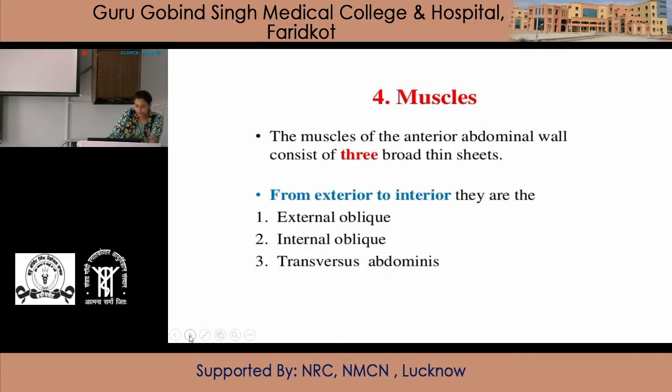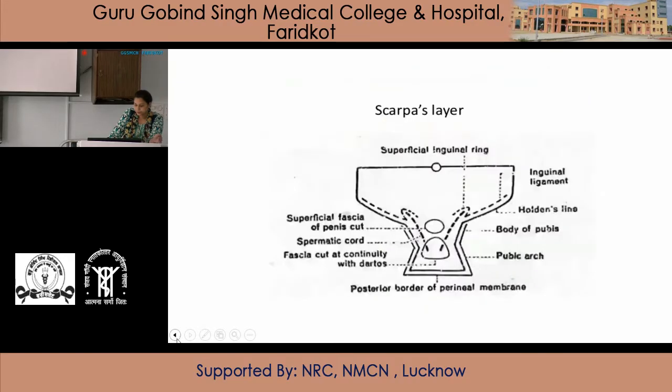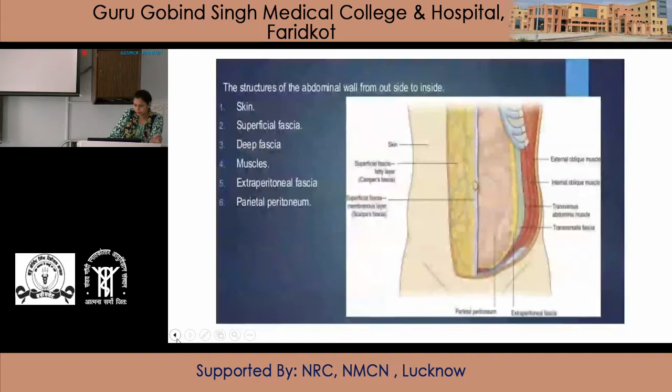Next is the muscle. So we have discussed the skin, superficial fascia and deep fascia. In the skin there is the umbilicus, and the superficial fascia has two layers, the superficial fatty layer and the deep membranous layer. Next is the deep fascia, which lies beneath the deep membranous layer of Scarpa's fascia. And we have discussed the blood supply, lymphatic drainage and venous drainage of the skin.